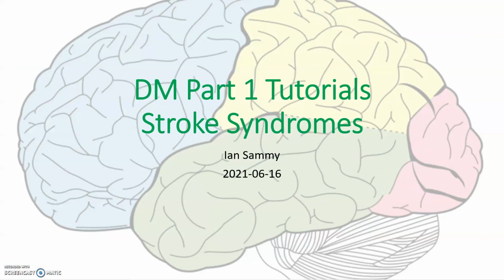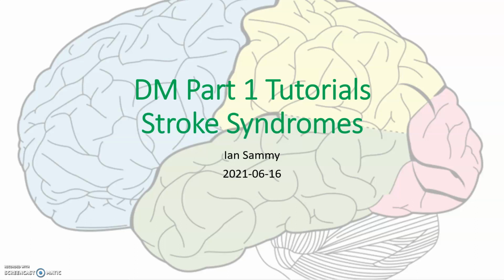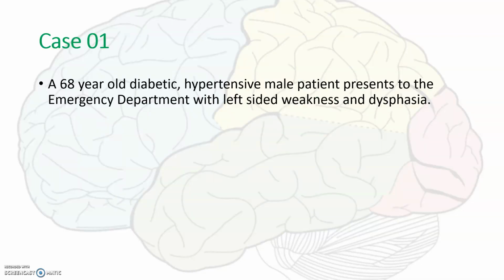This short talk will go through some of the common stroke syndromes you will encounter, and we'll try to relate the brain anatomy to the symptoms and signs of these syndromes. So as usual, we start with a case, a 68-year-old diabetic hypertensive male patient who presents to the emergency department with left-sided weakness and dysphagia.